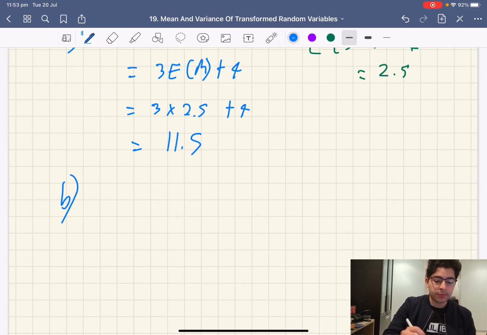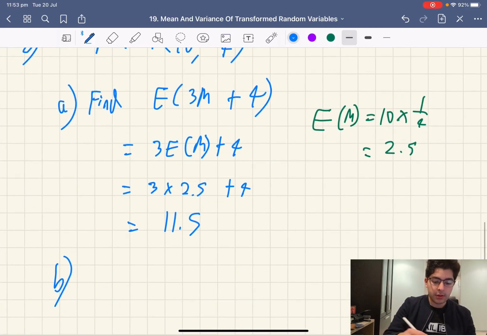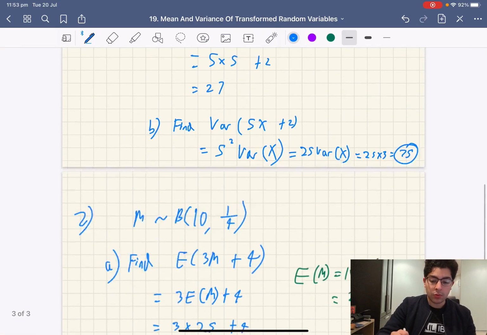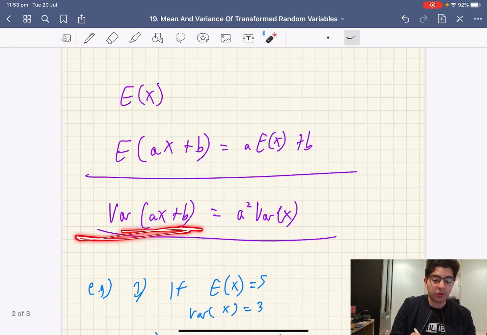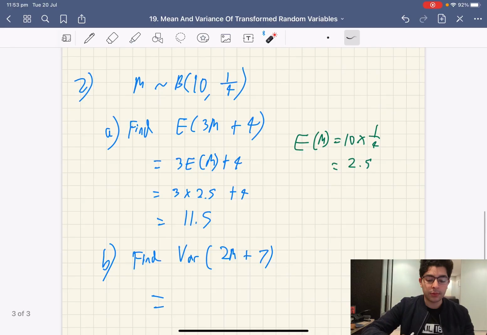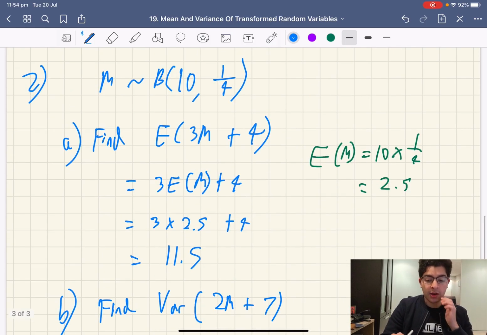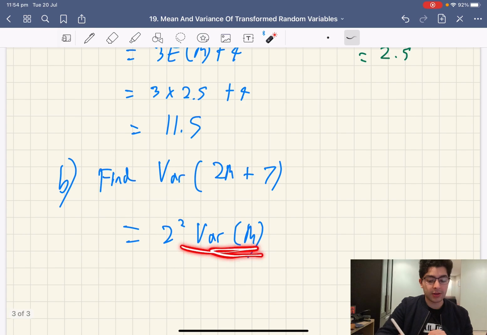Now if I said that I want to find the variance of 2M plus 7, we can use our formula. We know that the variance of a transformed function is just the coefficient of the variable squared times the original variance. So in this case, it's going to be 2 squared times the variance of the original function. Now, we haven't worked out the variance of M yet. We don't know what that is yet.